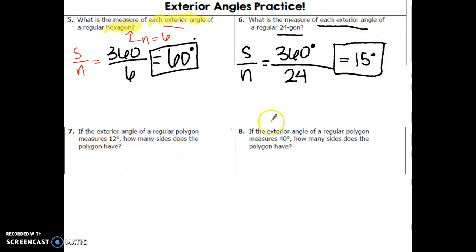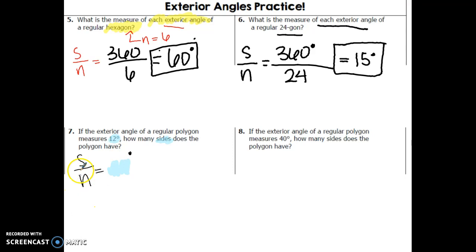For number 7, it's a little bit different because we will be working backwards. Usually we are looking for that degree measure. In this case, it says the exterior angle of a regular polygon measures 12 degrees. They've already given us the degrees. How many sides does the polygon have? Same equation, except we're working backwards this time. So usually we have the sum of exterior angles divided by the number of sides, and it gives us a blank number of degrees.